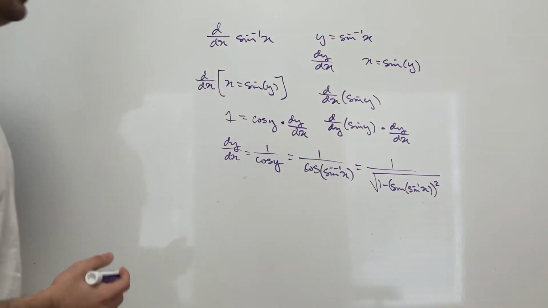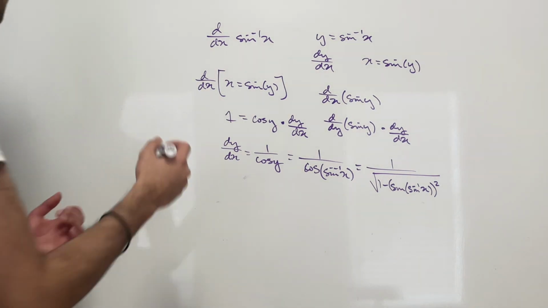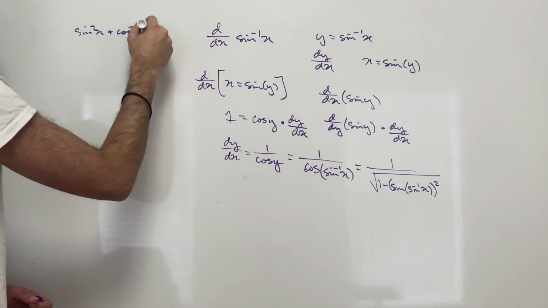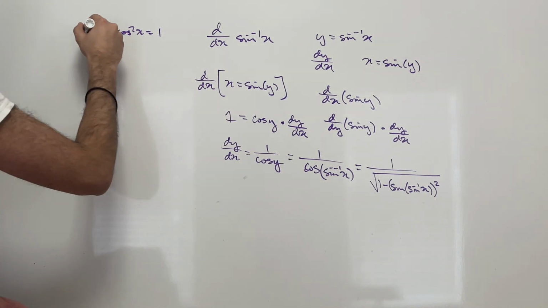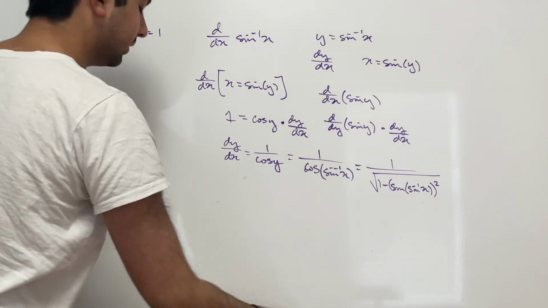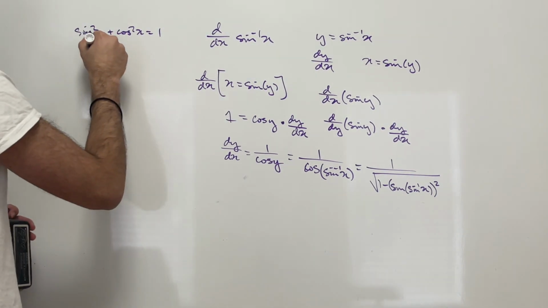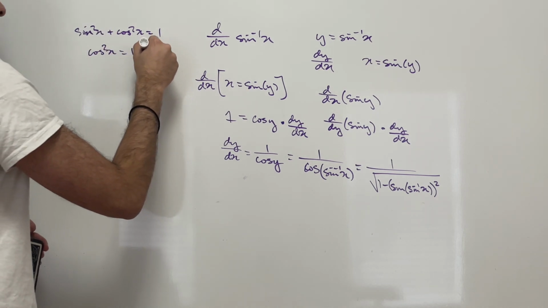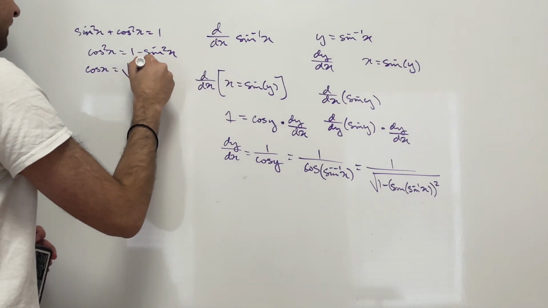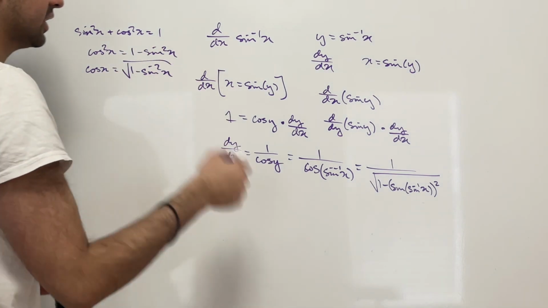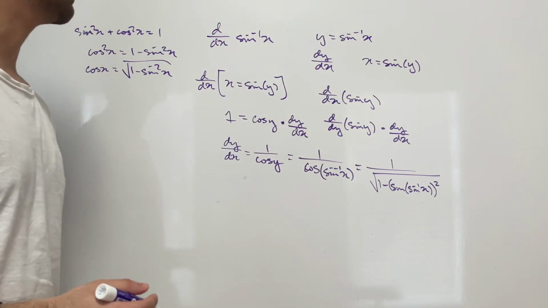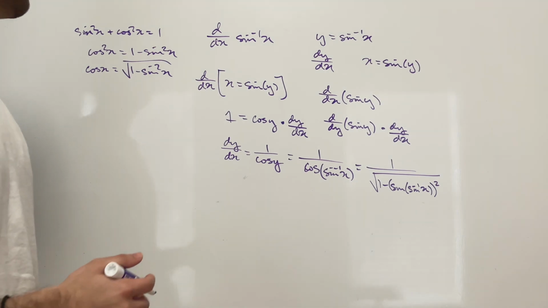Because we know that sine squared x plus cosine squared x equals 1. I'll write that here. Sine squared x plus cosine squared x is equal to 1. Alright, we're trying to solve for cosine squared x, right? Cosine squared x is equal to 1 minus sine squared x. So cosine x is equal to the square root of 1 minus sine squared x. That's exactly what we put in here. So cosine y became cosine of inverse sine x, that's what our y was, and then we rewrote this using the Pythagorean identity.